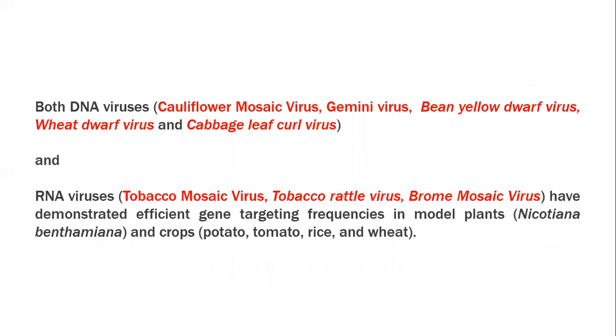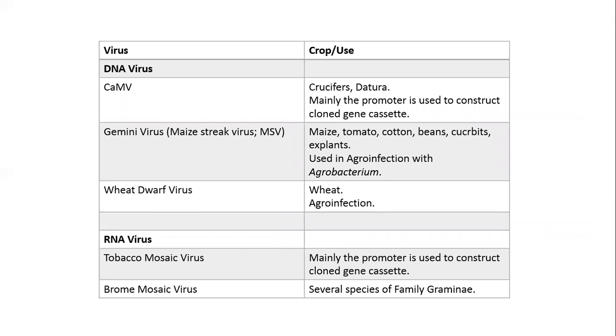So both DNA and RNA viruses are used in this process, and they are used to transfer the gene in the case of model plants as well as in many crop plants. I am discussing this in the next slide, where the DNA and RNA viruses are classified with their use and the crop plants in which these are used for the gene transfer process.